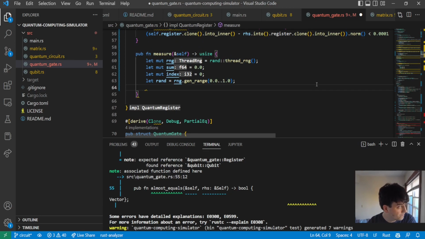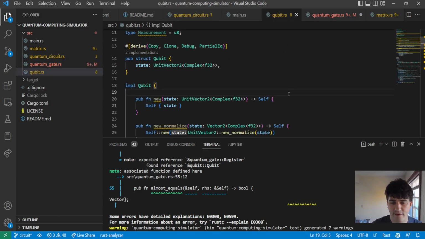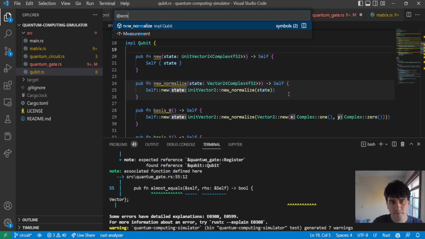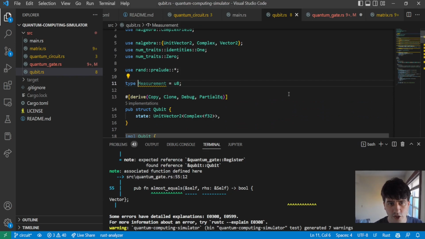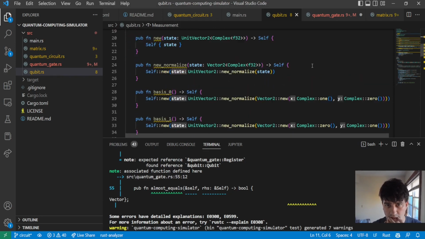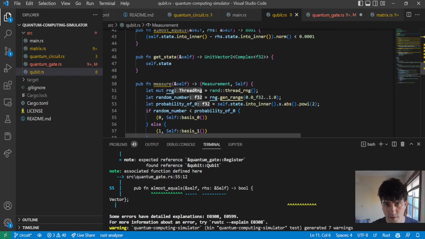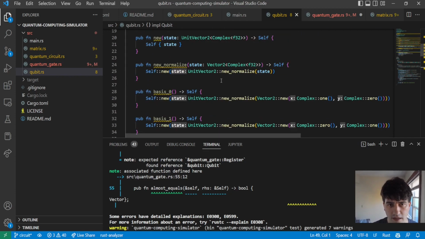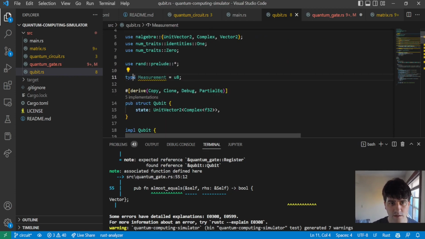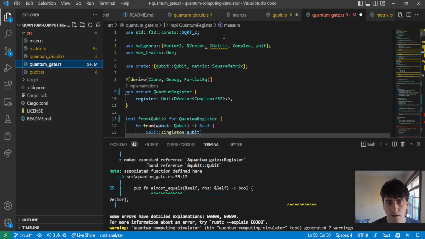For each qubit, we want to pick out a measurement. So we should have the same function signature we had for the qubit's measure, which returned a measurement, which is just either a 0 or a 1, and the measured qubit. So we want to do something similar here. We're going to make this a pub type so that we can access it from our quantum gate file.